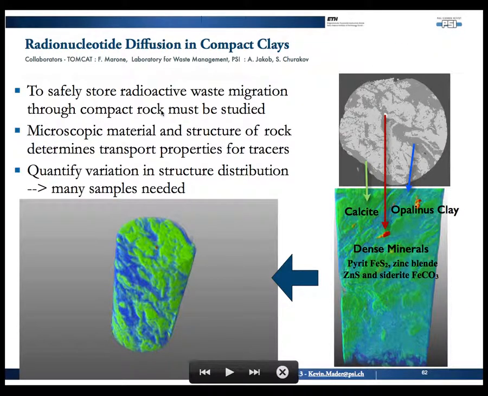Another system where this is very useful is a compact clay. When you make a measurement of it, it looks something like this, where you have calcite, opinels clay, dense minerals, and they're distributed all over the place. If you look at this image, it would be a nightmare to analyze. There's a number of different materials, lots of noise, and not really a clear object where you could say, I want to do the shape analysis of this, because that's just a big giant blob.